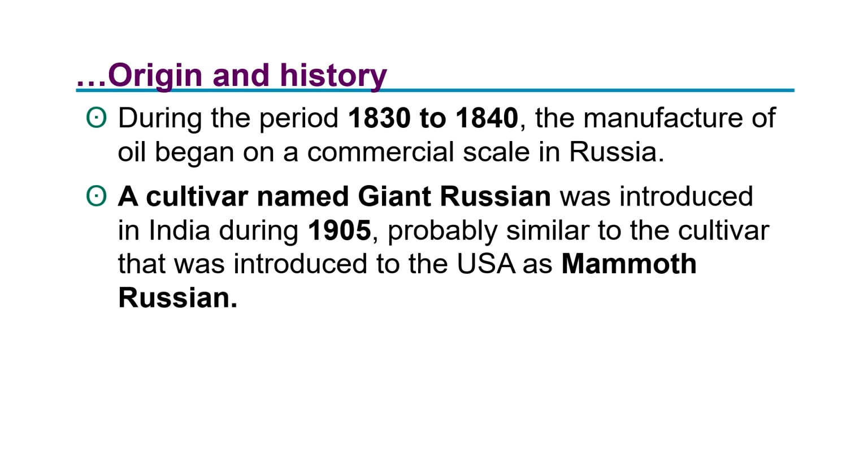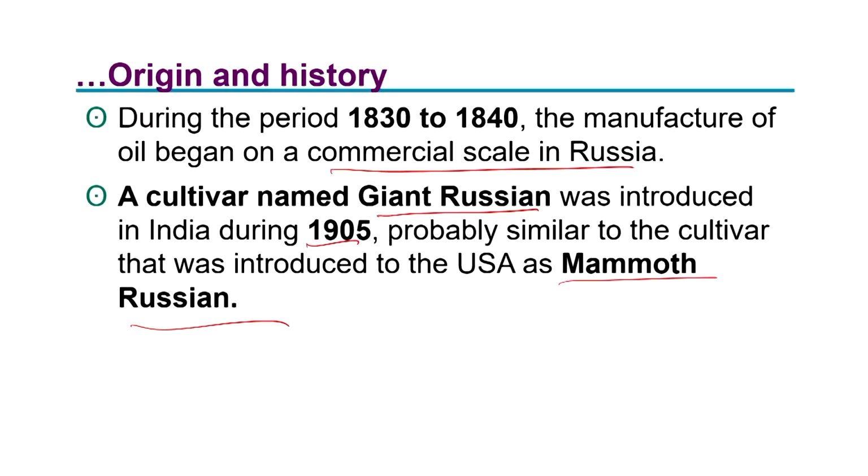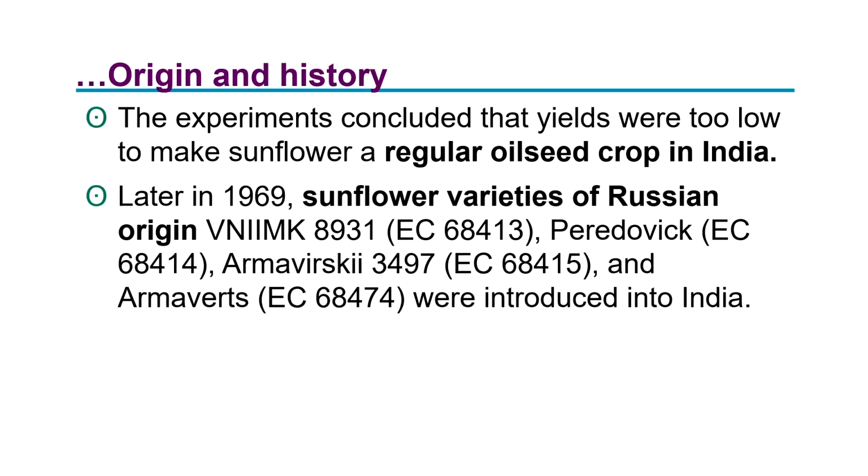During the period 1830 to 1840, the manufacture of oil began on a commercial scale in Russia. Then it became a very important crop in Russia. A cultivar named Giant Russian was introduced in India during 1905, probably similar to the cultivar that was introduced to the USA as Mammoth Russian. So basically this sunflower crop came to India from Russia. The experiments concluded that yields were too low to make sunflower a regular oilseed crop in India.